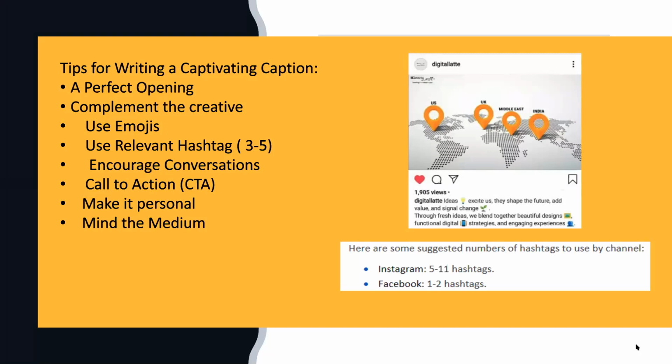Making it personal. Use emotions to connect with your audience. A straightforward, robotic caption or a really dramatic quote isn't going to get the type of response that something that drives emotions or feelings might. And mind the medium. Always craft your captions keeping in mind what medium you're using, if that's Facebook or Instagram, because on Instagram, a really lengthy post isn't going to perform as well as it would on Facebook and vice versa. So you just have to keep in mind what medium you're using.